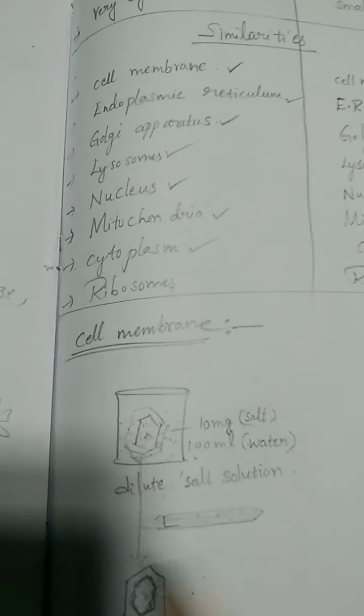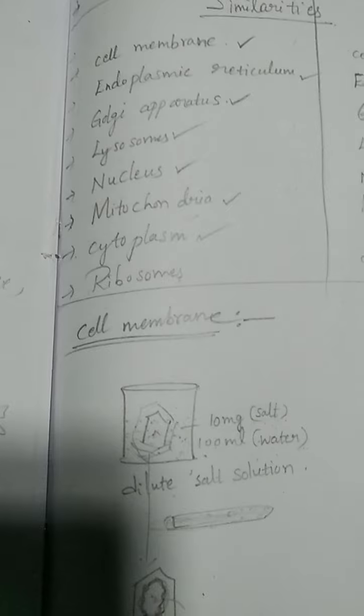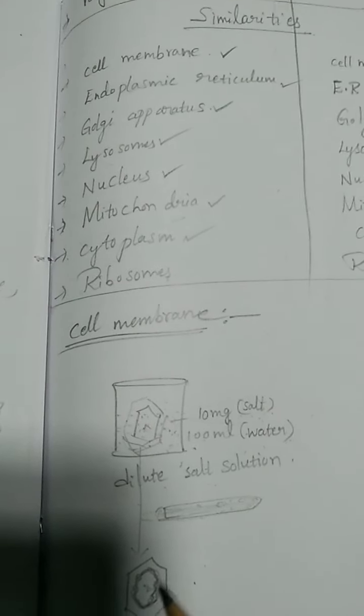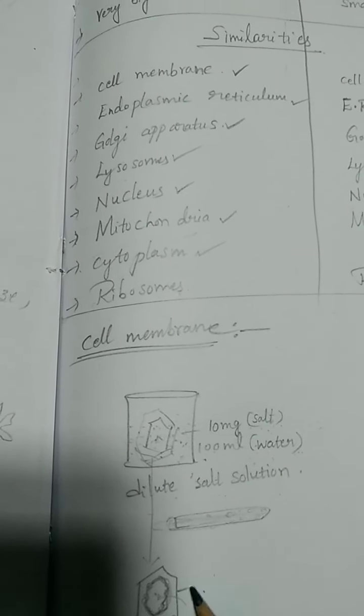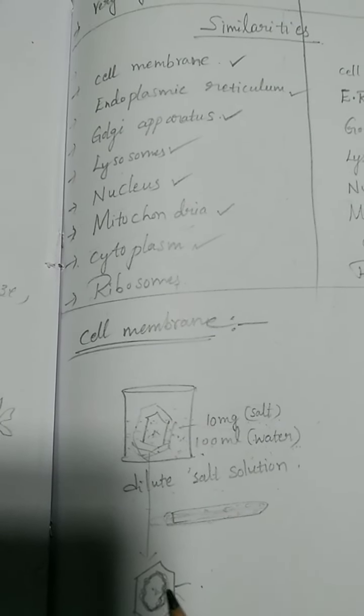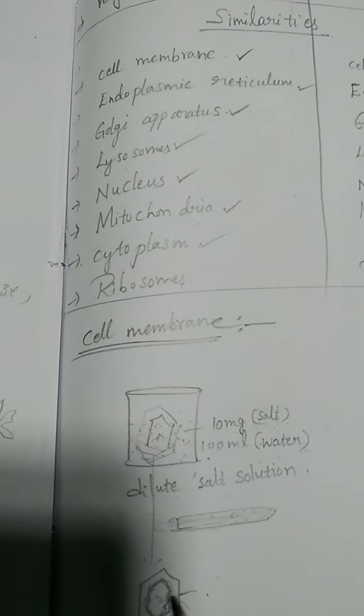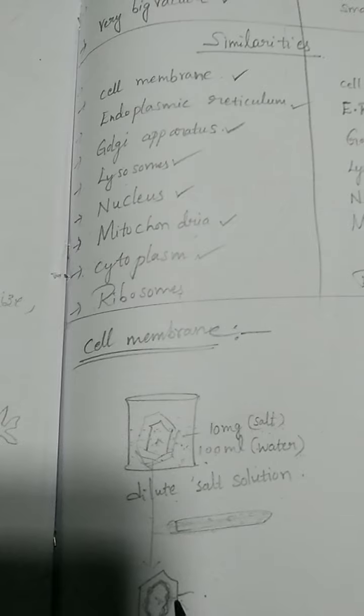Because of that, the cell membrane will shrink along with the cytoplasm. By this process, the cell wall will be separated and also the cell membrane will be separated. A long gap will be formed in between these two membranes. Okay.